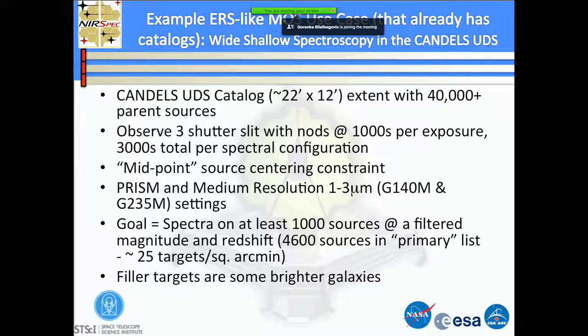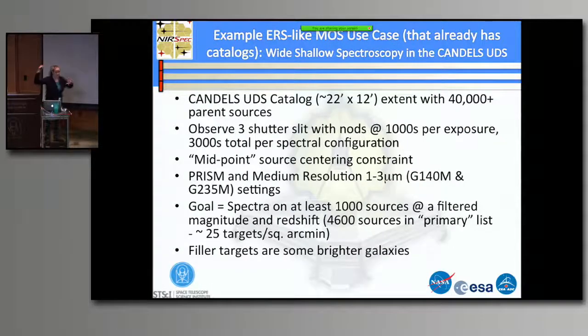And the goal is spectra on at least 1,000 sources at a filtered magnitude and redshift. So basically, I took this full catalog of 40,000 parent sources and filtered it down for sources that are between, I think it was 22.5 and 24th magnitude, and then redshift of, I don't remember, like 0.5 to 2 or something like that. It turns out that there's 4,600 sources in my filtered list over this extent, which is roughly about 25 targets per square arc minute. I also included a catalog of filler targets of some brighter galaxies. And so that's basically the plan constraints.